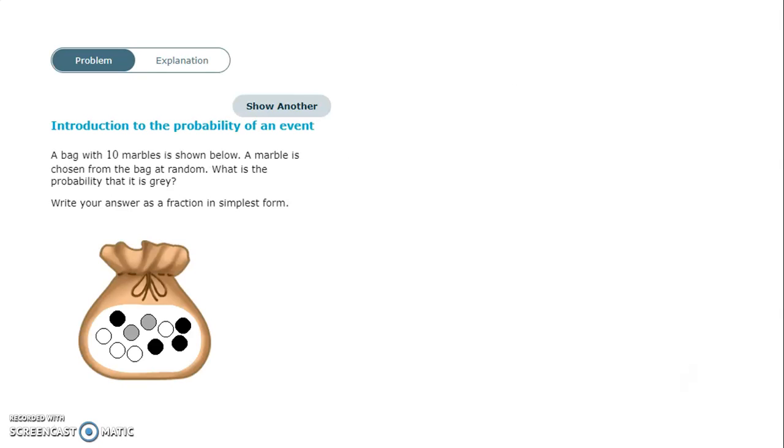So first, let's review with a question about probability. Here is a bag with 10 marbles. What's the probability if we pick them at random that one will be gray? Take a second, see if you can answer.